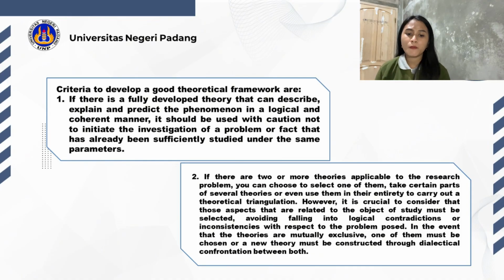2. If there are two or more theories applicable to the research problem, you can choose to select one of them, take certain parts of several theories, or even use them in their entirety to carry out a theoretical triangulation. However, it is crucial to consider that those aspects that are related to the object of study must be selected, avoiding falling into logical contradiction or inconsistencies with respect to the problem posed. In the event that the theories are mutually exclusive, one of them must be chosen or a new theory must be constructed through dialectical confrontation between both.